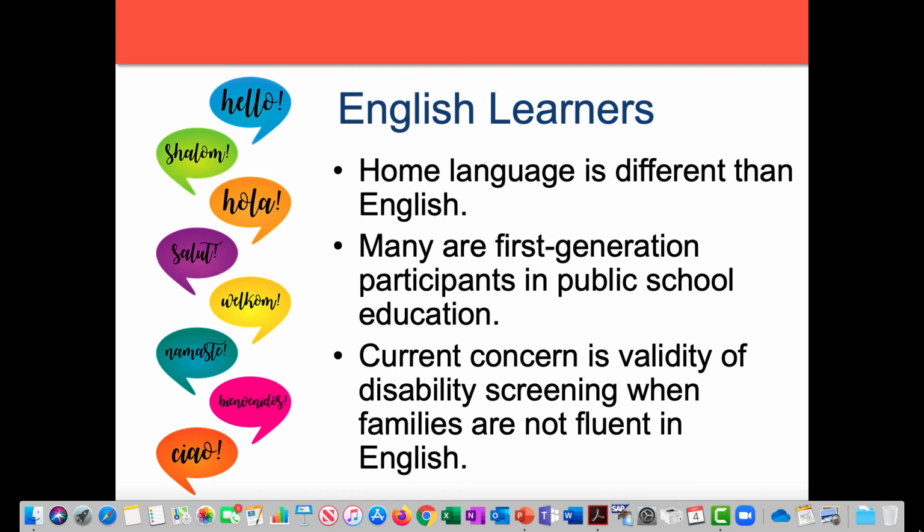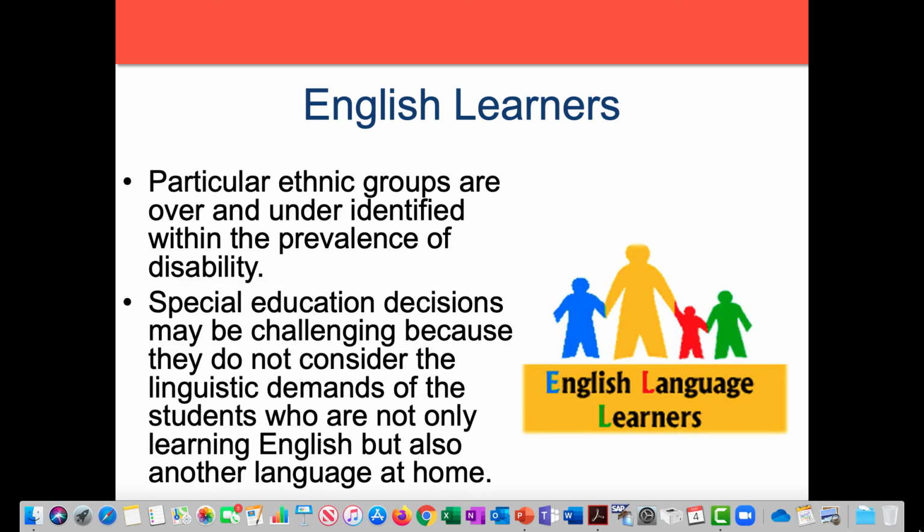Our English language learners, we know that in the home, English may not be the main language. Many are first-generation participants in public schools, so they may not understand our school system and may be suspect in terms of our school system. And sometimes it's hard to separate out the language barrier versus disability. So it's really important to pay attention to these children and try to figure out what's going on. We do know that as a result of this, particularly some groups are over-identified and some are under-identified, and therefore, again, as I stated, special education decisions may be very challenging.